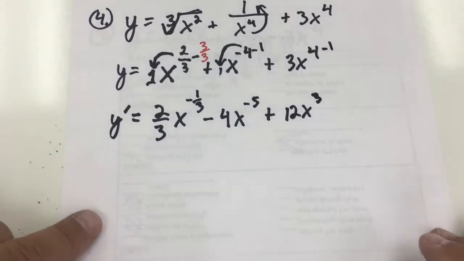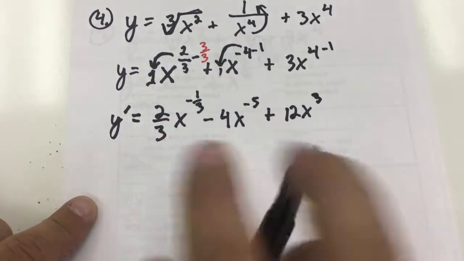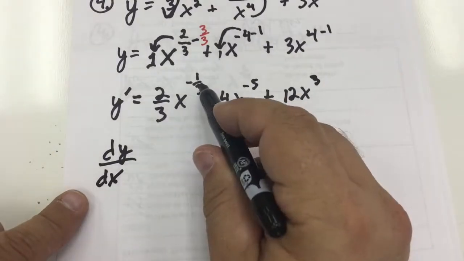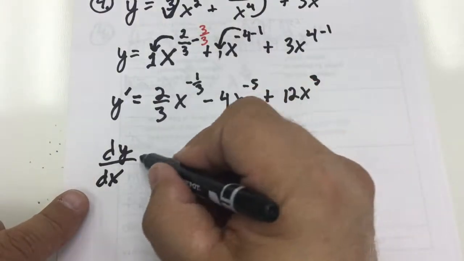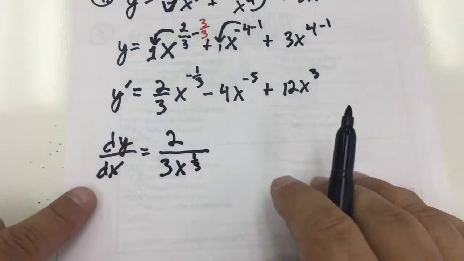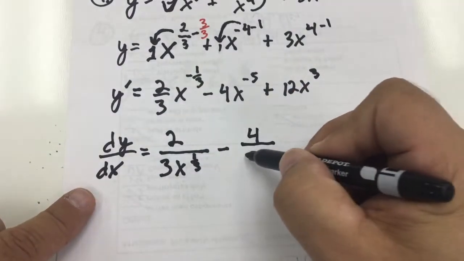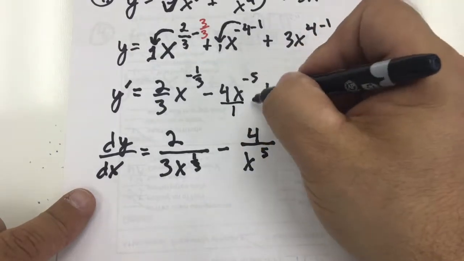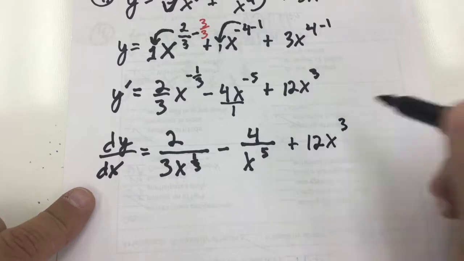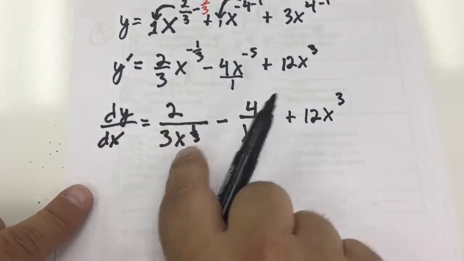Now, in some schools of thought, they don't like negative exponents. So what we're going to do, just in case, if you're required to, is change these negative exponents to positive exponents. So the 2 is on top, so he can stay there. 2 over 3, x to the 1/3, minus 4 over x to the 5th. If you write this as a fraction, the x to the negative 5th goes to the bottom, plus 12x cubed.